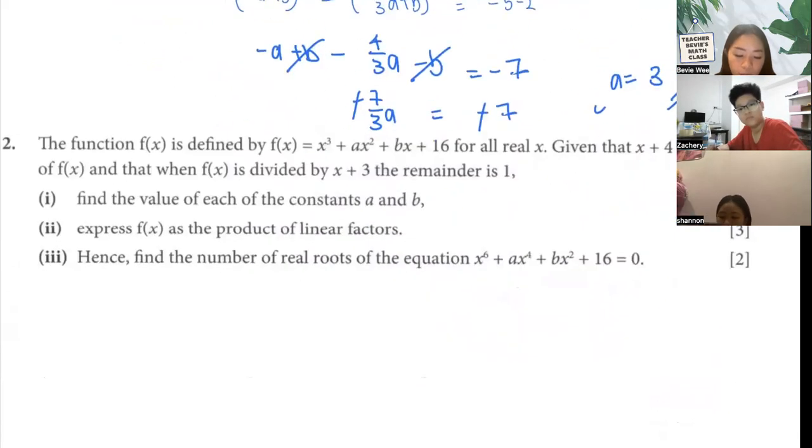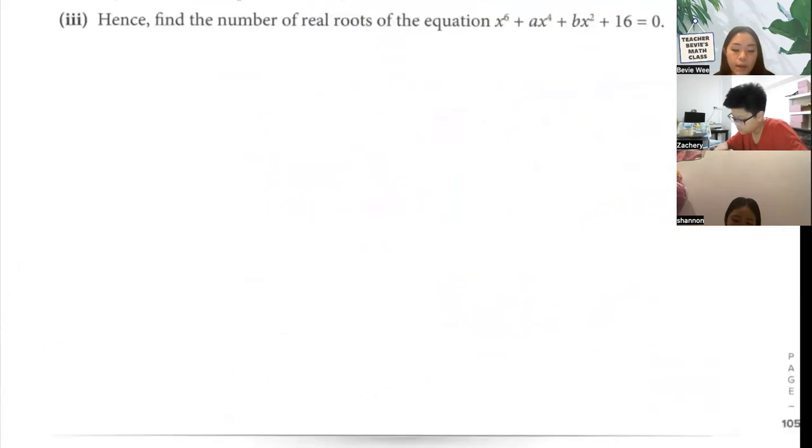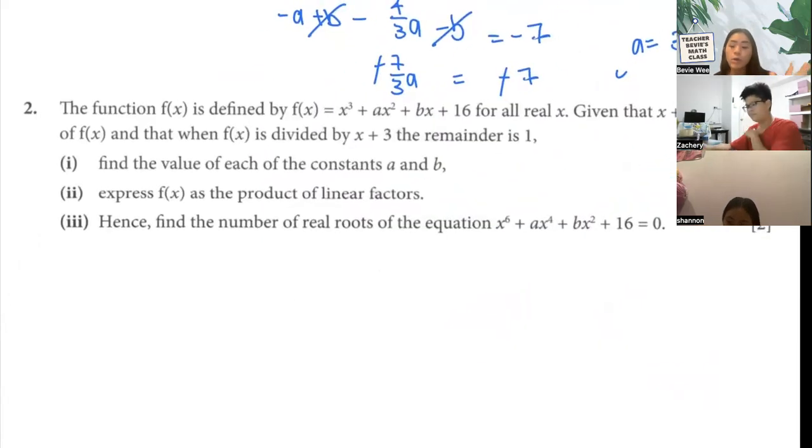Okay, the function f(x) is defined by this polynomial. Luckily they gave us a polynomial here, unlike in question 1, so this is more straightforward, right? Given that x plus 4 is a factor of f(x), what do I sub in?